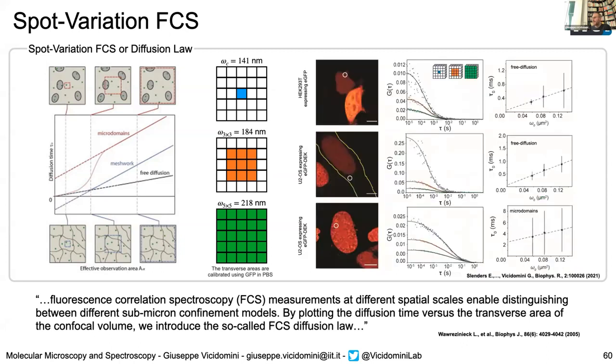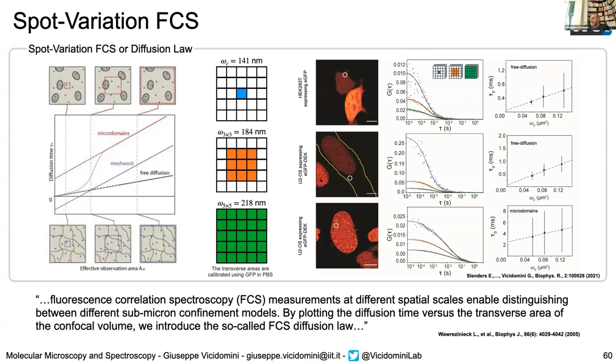But let's see something more exotic. Here we use the spot variation to measure diffusion of different GFP-labeled proteins in different cell systems. The first line represents GFP freely diffusing in the cytoplasm. As you can see, this is confirmed by the diffusion law. Again, if we make a fit for the 3 points that we obtain simultaneously, the transit time or diffusion time from our detector, the line passes through the 0 point, which means free diffusion.